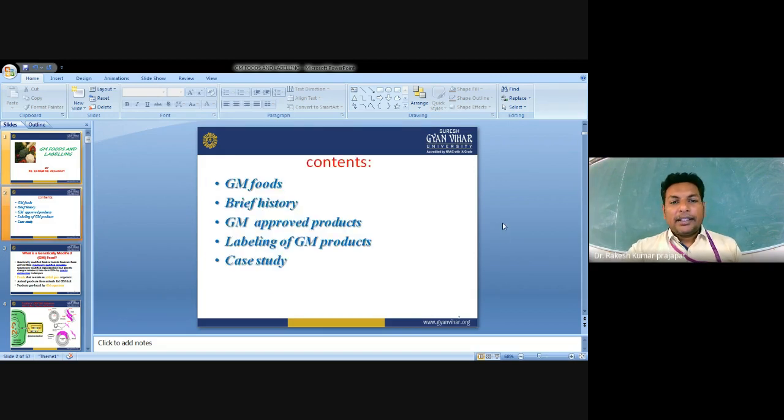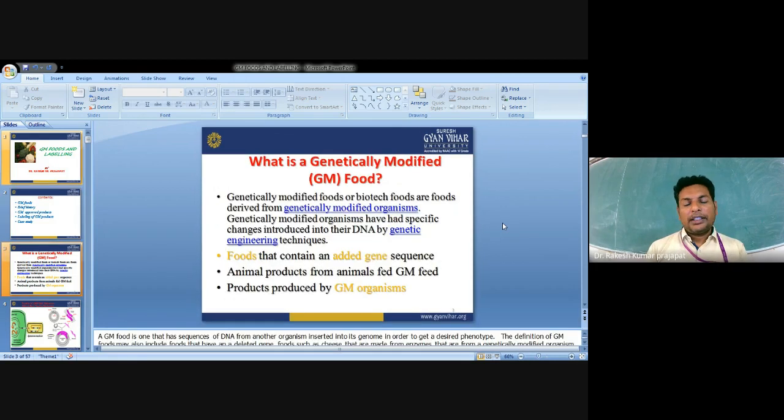You can see the contents: what GM food is, how we can develop the different GM foods, a brief history of GM foods, and different GM approved products, that is, what are the different GM products available in the market. And labeling of GM products, how we can do the labeling, and different case studies that have been done on GM foods.